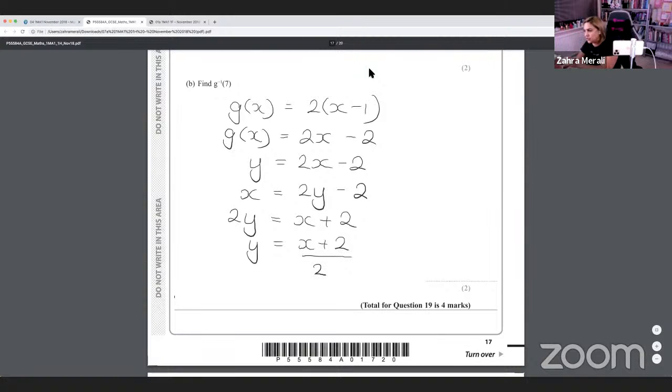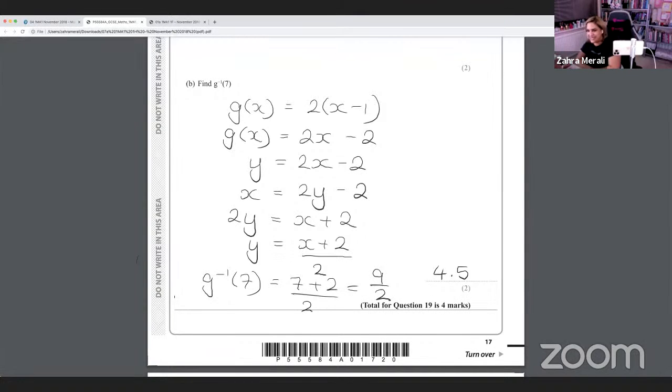And now what we're going to do is substitute in 7. So g to the minus 1 of 7 is going to be 7 plus 2 over 2, which is 9 over 2, which is 4.5. Or you could have left it as 9 over 2.